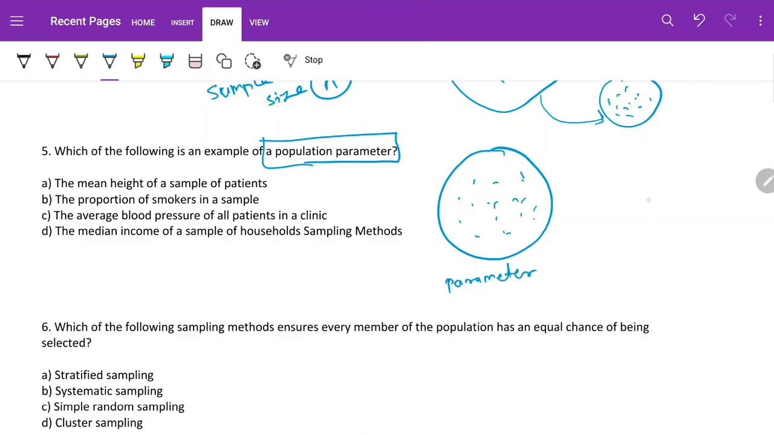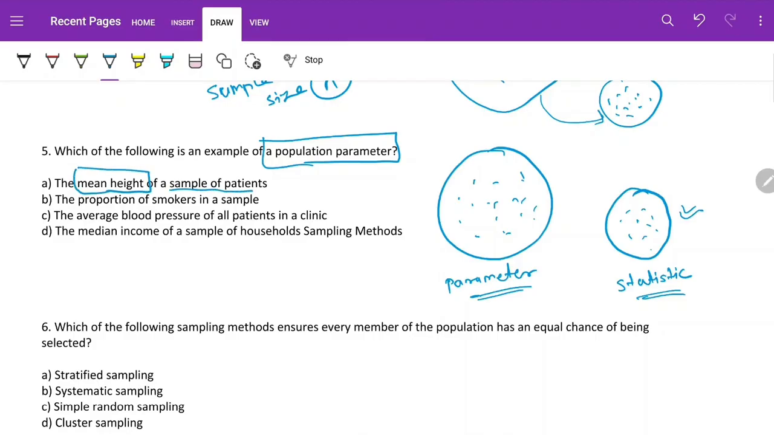And if any information about a sample is known to us, that information is known as a statistic. So if we have any information regarding our sample, that is known as a statistic, and the information regarding our population is known as a parameter. Population parameter. So here the options are: the mean height of a sample of patients.